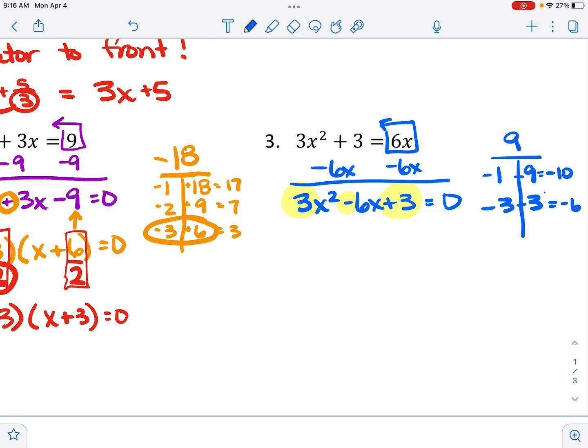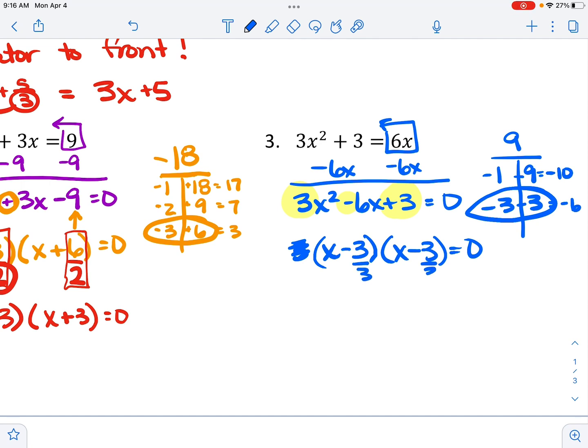So our magic pair is negative 3. So we have x minus 3 and x minus 3. And the number one thing we need to do is to divide by our coefficient of a. 3 divided by 3 is 1. And it's not that we have two solutions, we have a single solution of x equals 1.